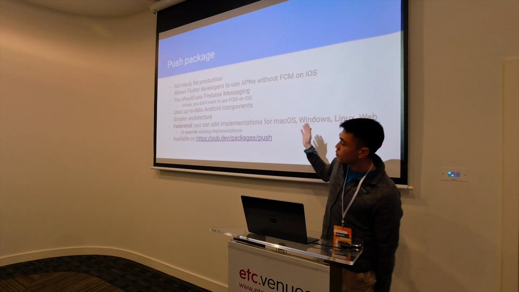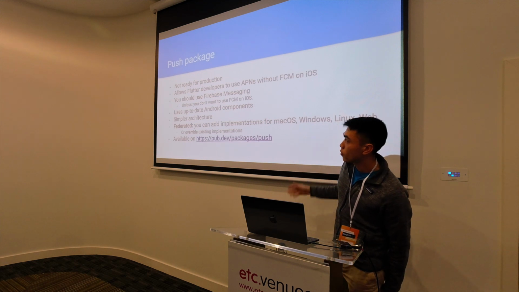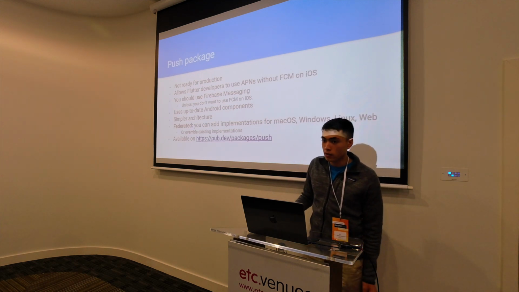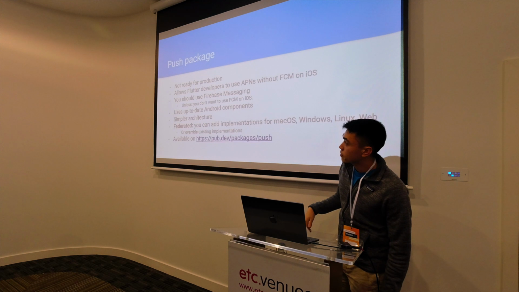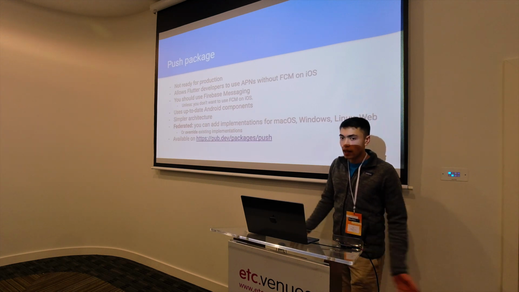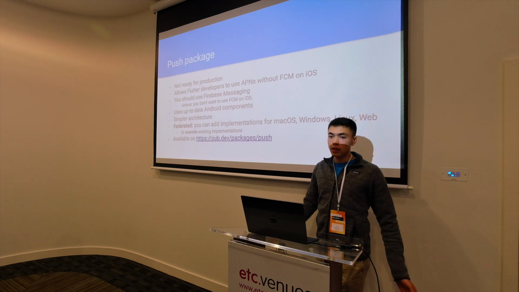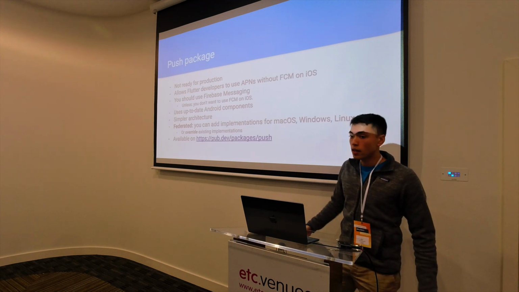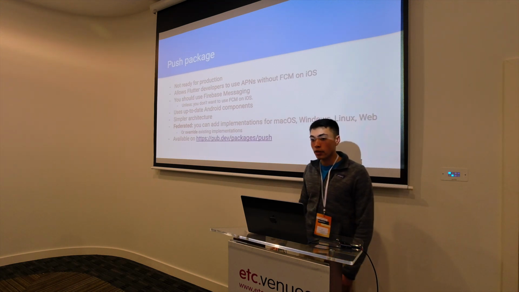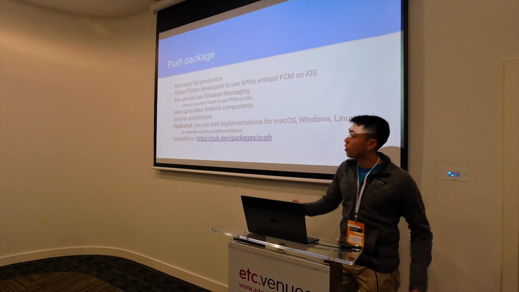So this package I've just open sourced on pub.dev. It's not ready for production because there are no tests and it doesn't have great types. Like a remote message has a sender ID and a bunch more data, but I'm just sending the title, the body, and the dictionary, the payload.